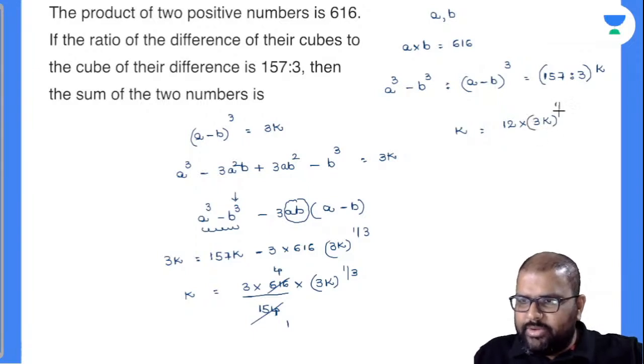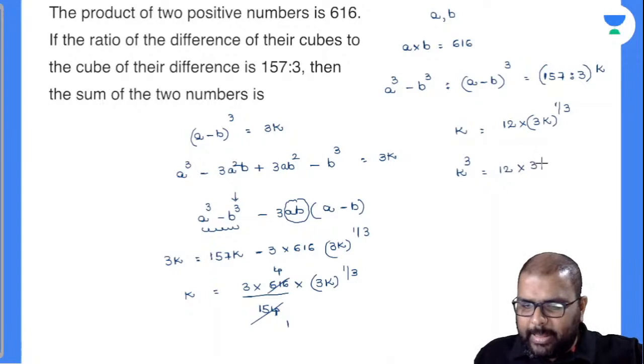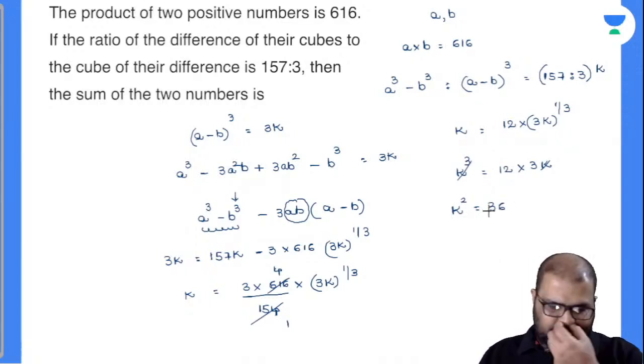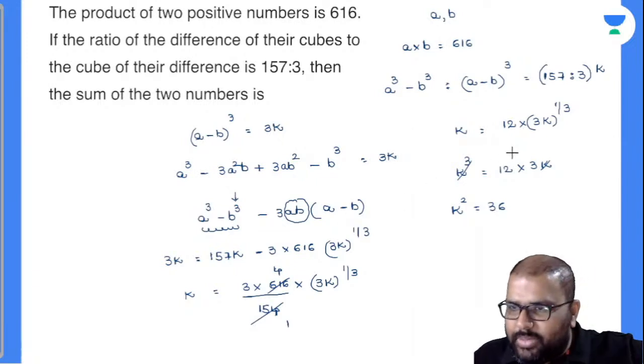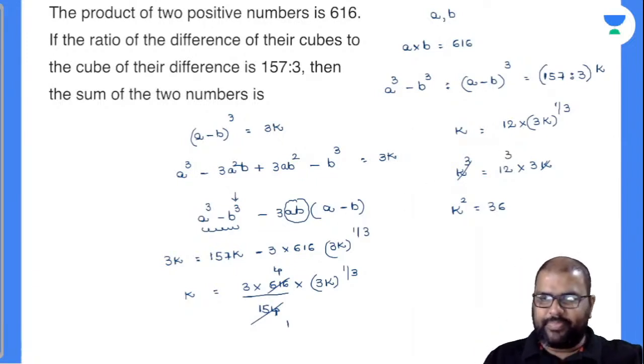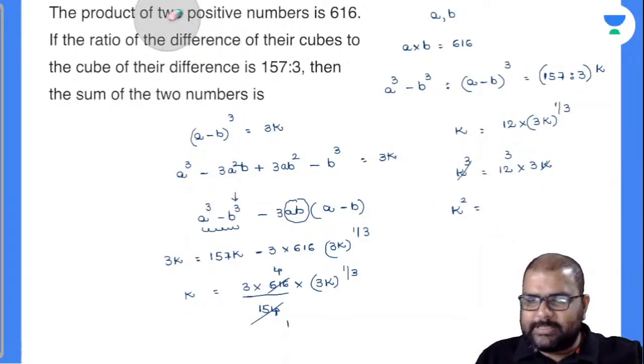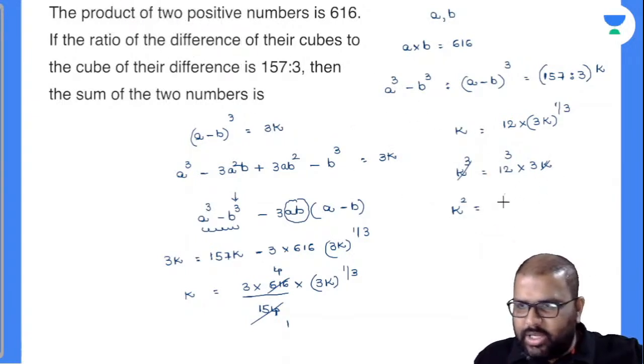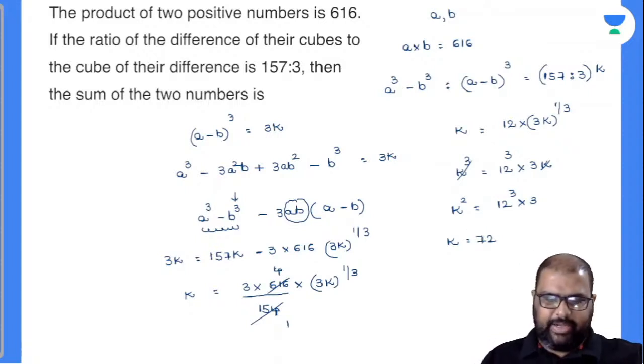So what I will do is I will cube on both sides. If I cube on both sides, this will become k cube, this will become 12 cube, and this will become 3k. So k gets cancelled. K square is equal to 12 cube into 3. So k value is nothing but equal to 72. Am I right or wrong? Calculate this. K value is equal to 72.